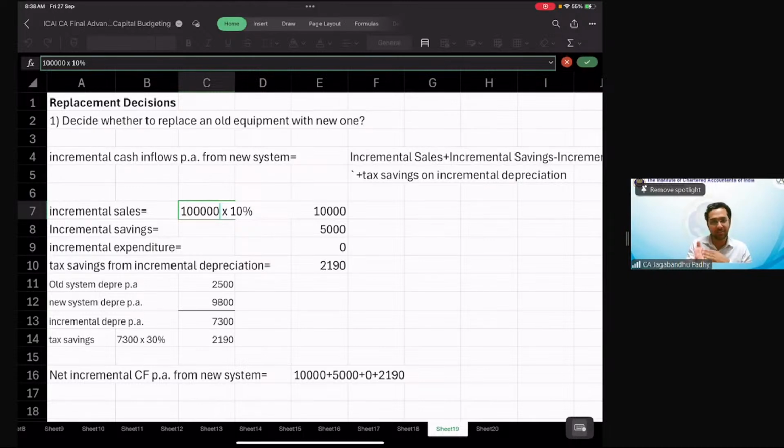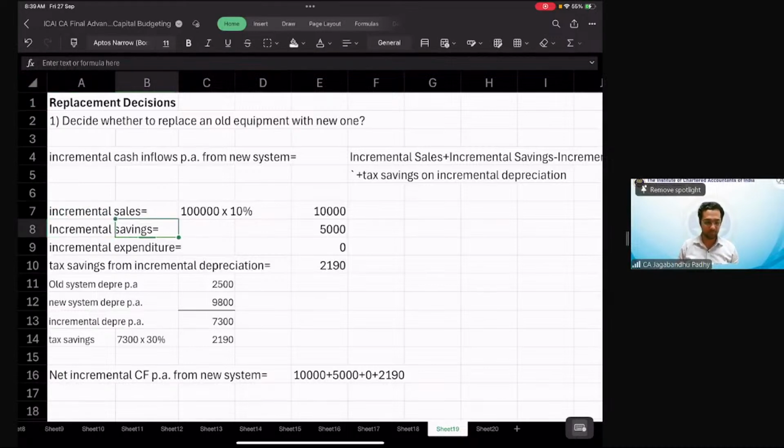So 10,000 is additional sales that you're going to have, but that is not your entire cash flow which you'll be getting, right? Shouldn't we take the after tax impact of it? Correct, guys? So incremental sales, of course, this has to be an after-tax number.